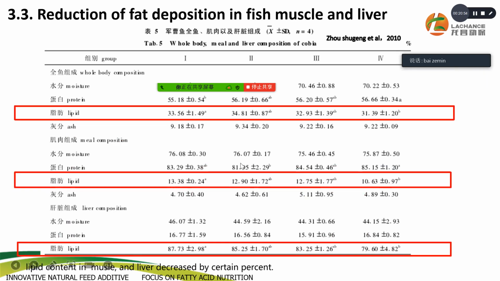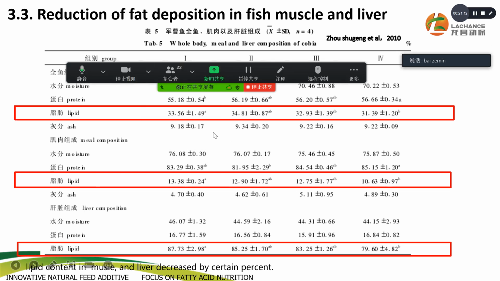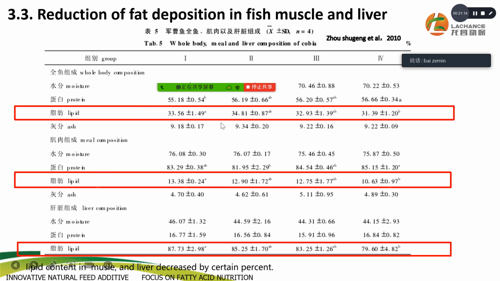Let's move on. We also did the same trials. Finally, they analyzed the lipid in the muscle and the lipid in the liver, which all dropped. But for the whole fish, there was not much difference. I think because the fish is so big and the lipid is so little, maybe this is an error.